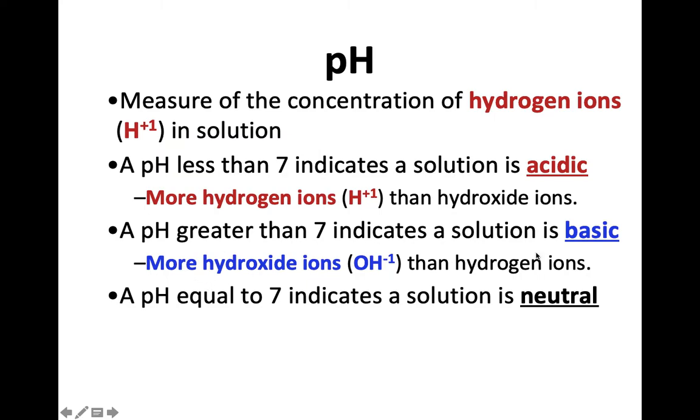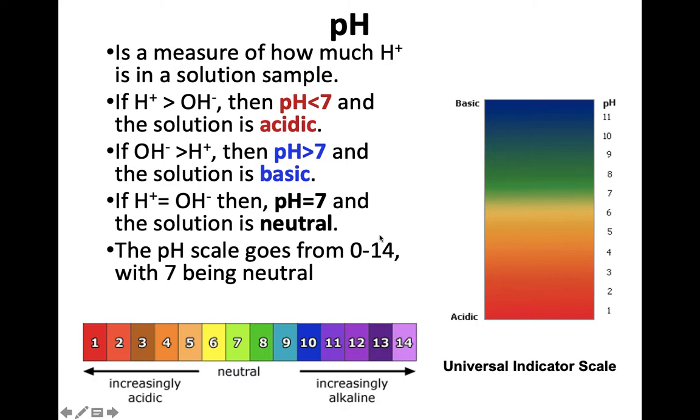A pH greater than 7 is a base, and it has more hydroxide ions than hydrogen ions. And of course, if the pH is 7, it is neutral, where the acid and the base cancel each other out, which is going to be important. Notice OH and H. It's going to be important. So here's how we measure pH.